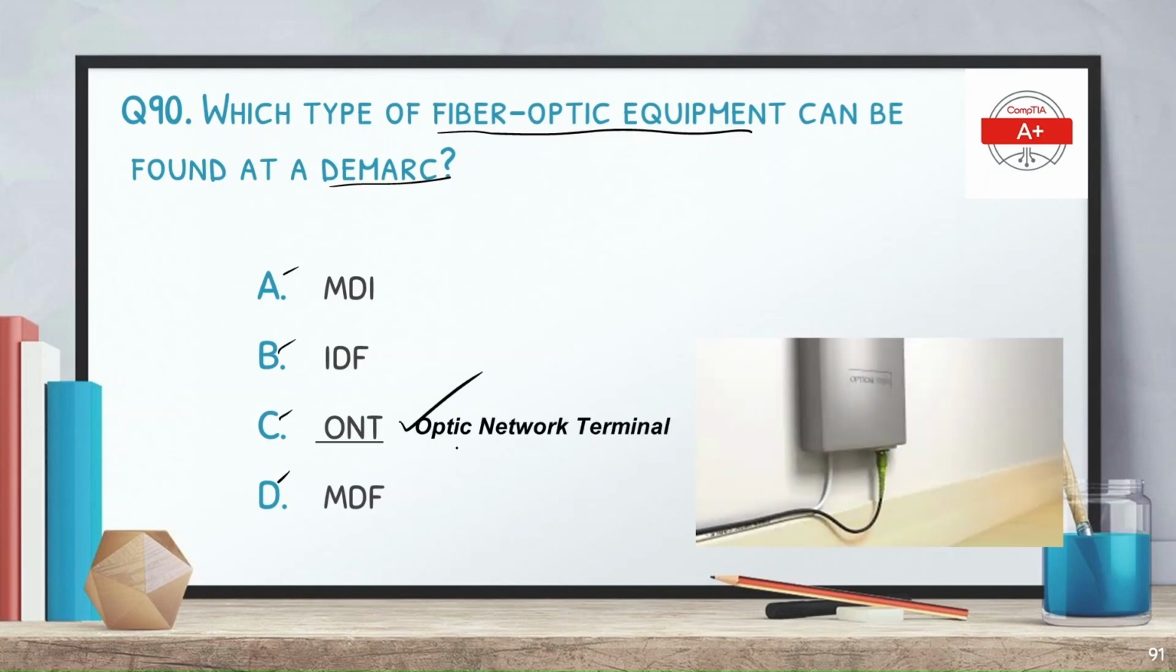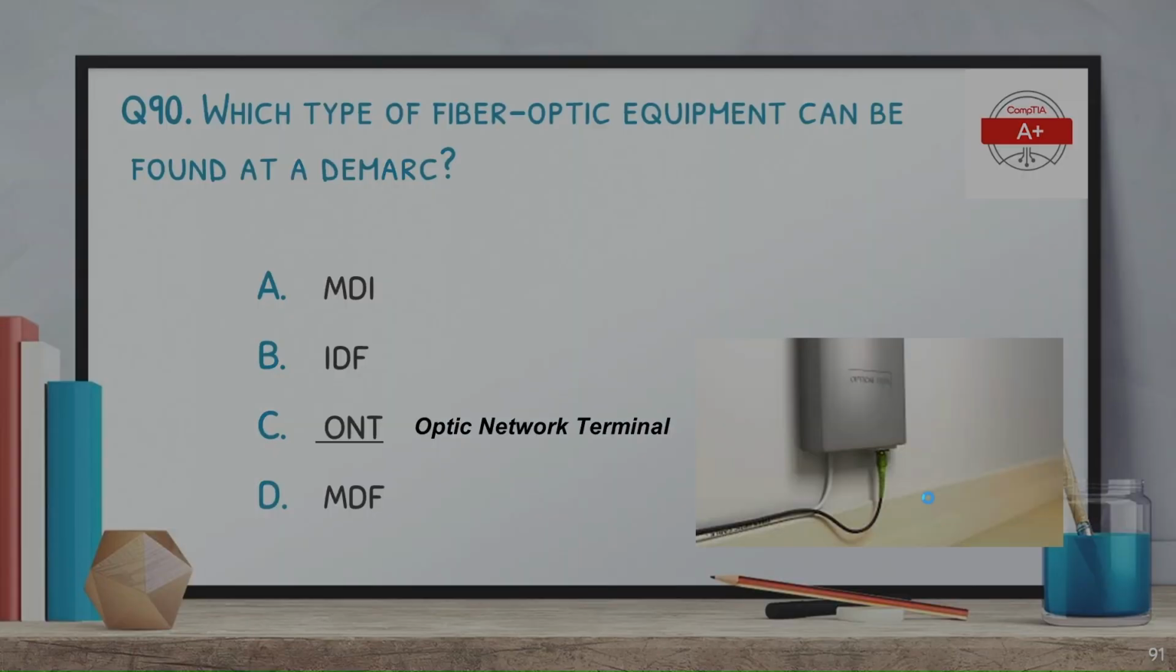And this is the picture of ONT. ONT is basically optical network terminator. So here, optical fiber is basically terminated inside the network, and the other port is connected to the client network or client switch. And this fiber basically comes from the ISP or the service provider.